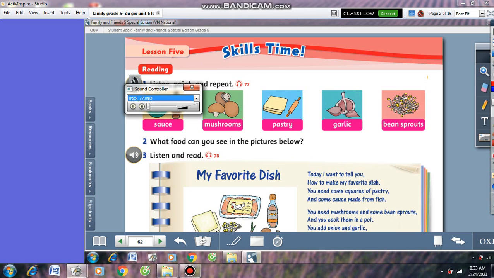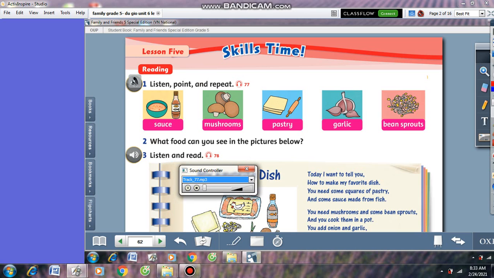Listening 77. Listen and point. Sauce. Mushrooms. Pastry. Garlic. Bean sprouts. Pastry. Bean sprouts. Mushrooms. Garlic. Sauce.